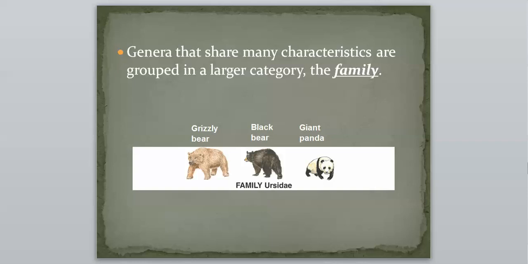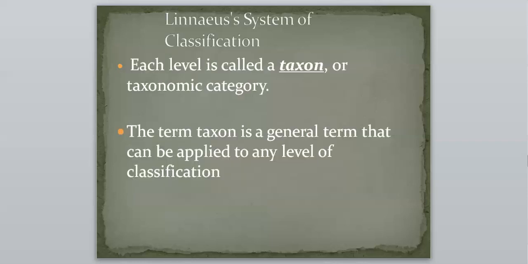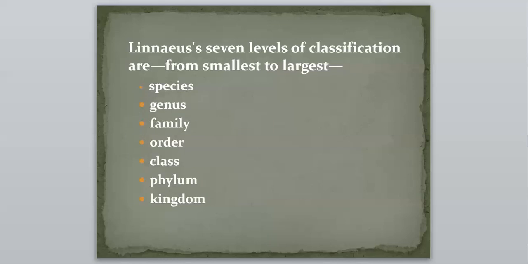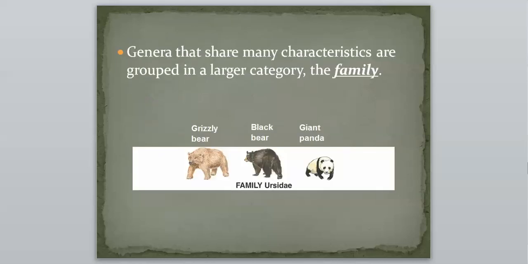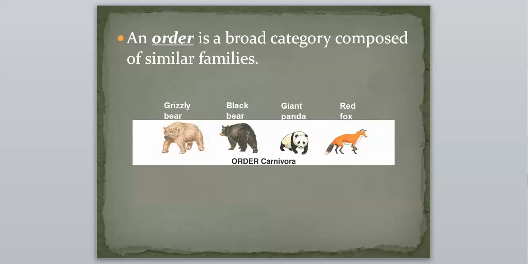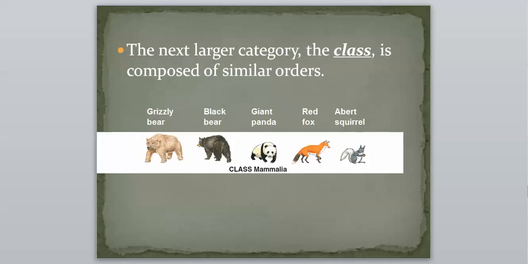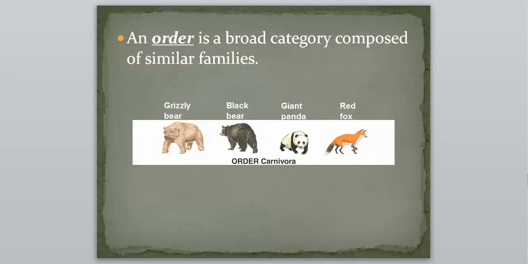Okay, it looks like I might have lost a couple slides here. The first two, as we remember, are genus and species, and these are the two most specific. The next one above that is a family, and genera is just the plural term for genus. When they share many characteristics, they're grouped into a larger category called the family. And then the next broader category above the family is the order. As you can see, we have 3 bears, and then a fox is added in there for the Carnivora because they all are carnivores. That's actually an incorrect picture because panda bears only eat bamboo. I don't think they actually eat meat. So there's a little incorrect information for you there.